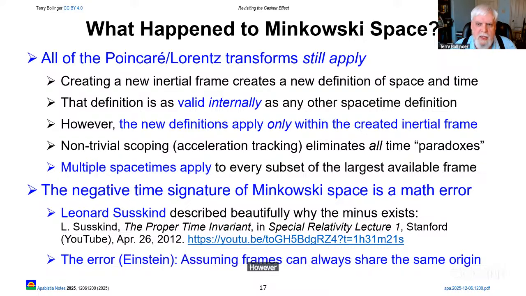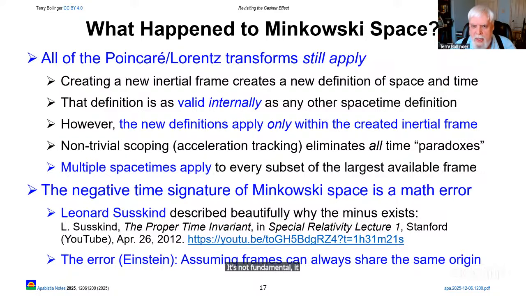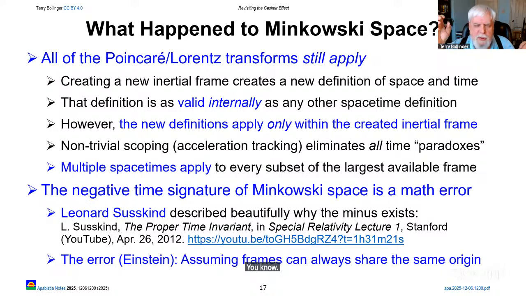However, however, the negative time signature of Minkowski space is, the only way to put this is, a math error. It's not fundamental. It is not correct. It produces all sorts of consternation, and you start doing these Zen type operations about saying like, there's no distance between things if they move at the speed of light, even though obviously they're very far away if you move at the speed of light.